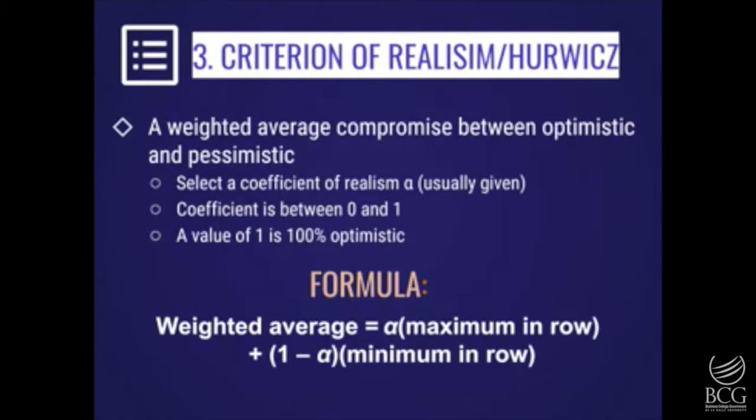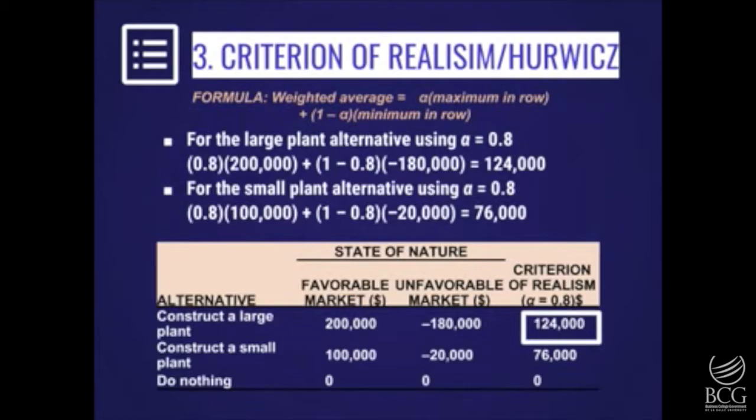We compute for the weighted average using this formula. Weighted average is equal to alpha times maximum in the row plus 1 minus alpha times minimum in the row. Given the same example, first, we compute the weighted average for each alternative. For the large plant, we have $124,000, and for the small plant, we have $76,000. For the do nothing, we get 0. After which, we select the alternative with the highest value, which is $124,000. Thus, our decision would be to build a large plant.